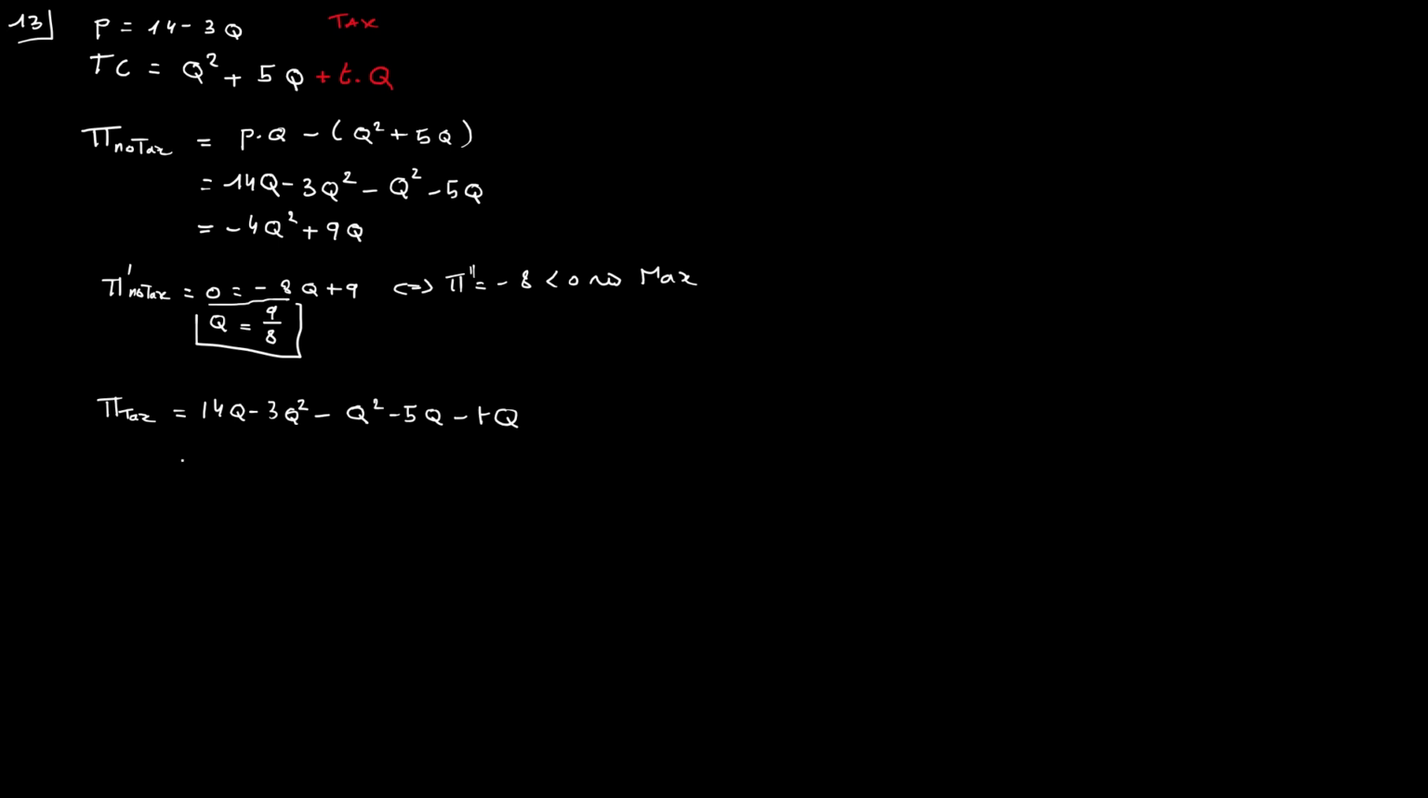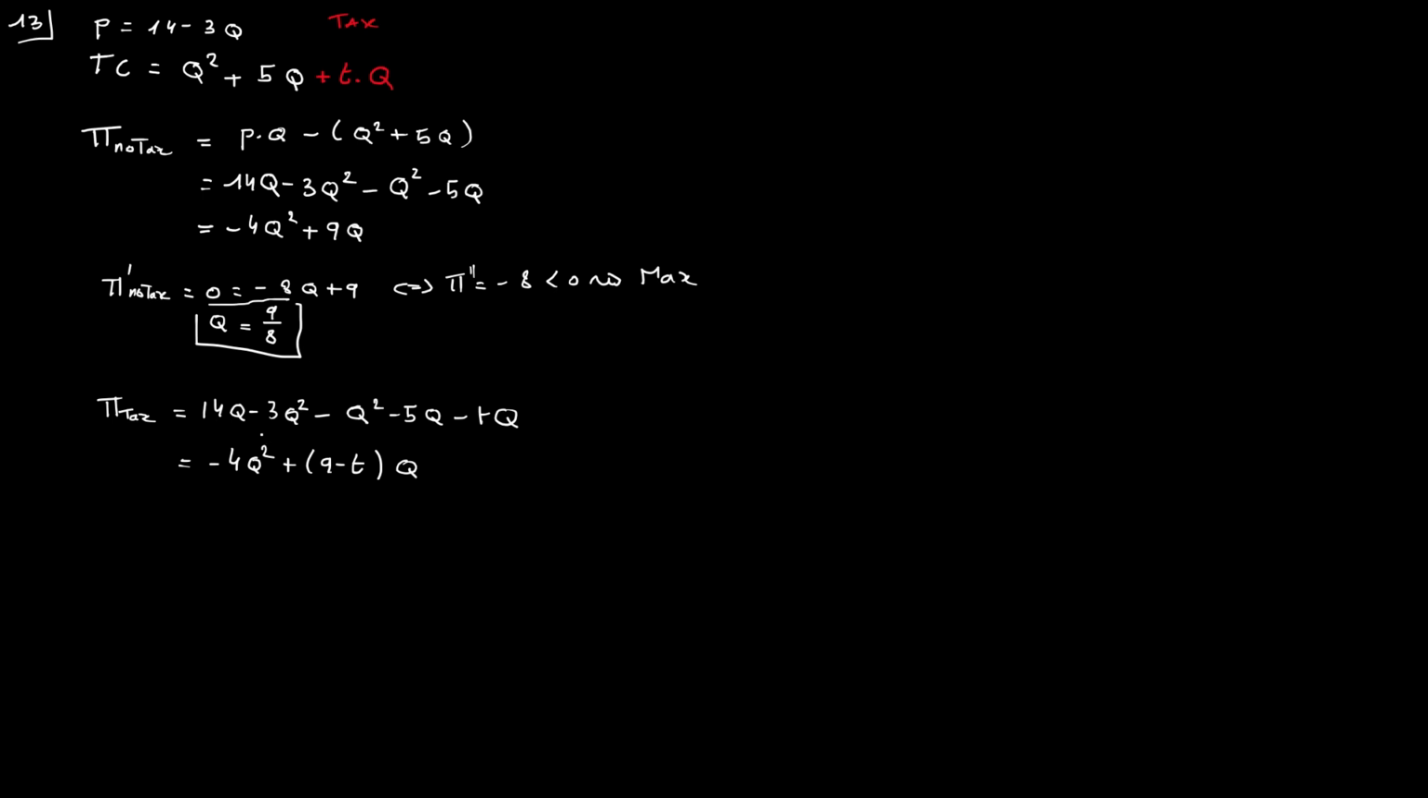Again, let's rewrite it a little bit and we'll get something very similar to what we found before. We know that it's minus 4q squared, and then we get plus (9 minus t) times q. So this is our profit function if there are taxes.